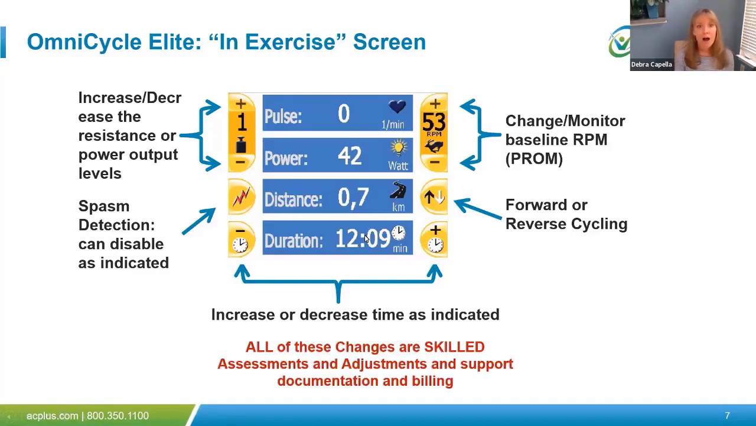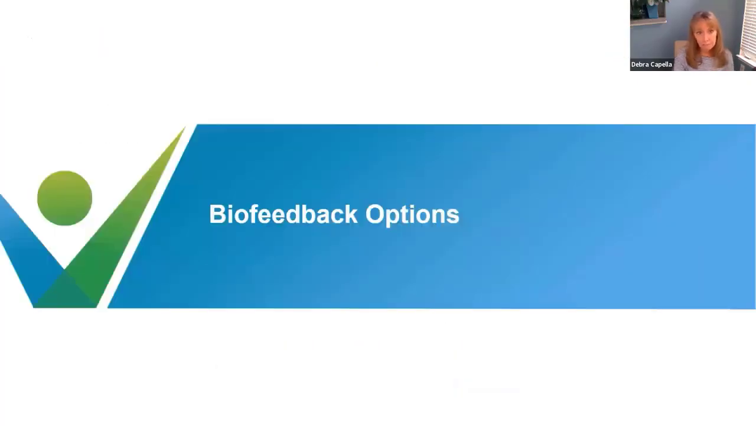Okay. All of the changes that I just talked about, I want to reinforce to you guys, these are skilled decisions that the therapist is making in response to how the patient is doing. So all of these things need to be discussed and documented to support your billing and your skilled intervention with an exercise program. So don't forget, we're going to be talking a little bit about documentation at the end. I just wanted to remind you that the therapist is making all of these decisions. All of that brain power should be recorded and should obviously be considered a skilled intervention.